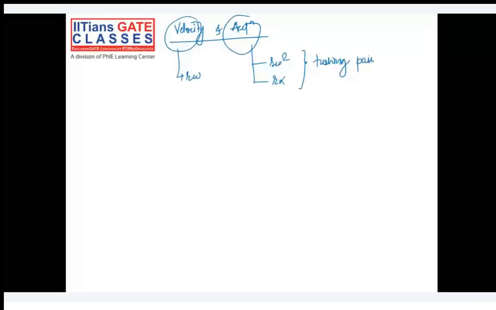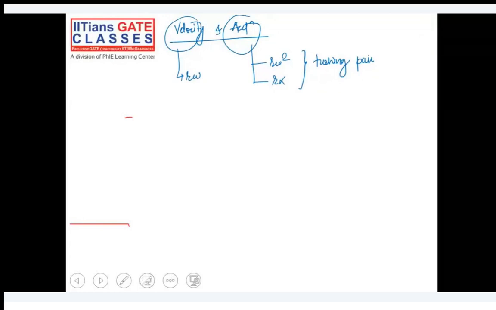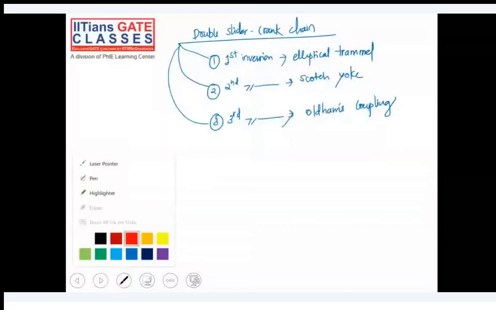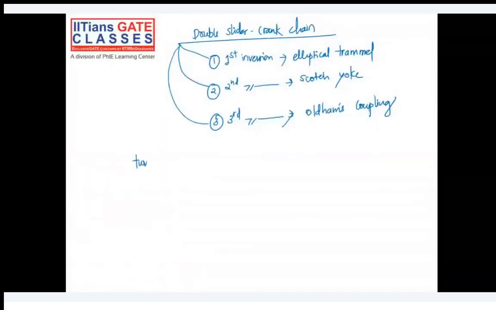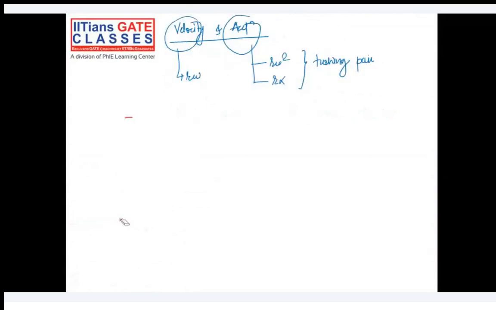If we have a turn slide pair, then apart from this acceleration, the Coriolis component of the acceleration will come.